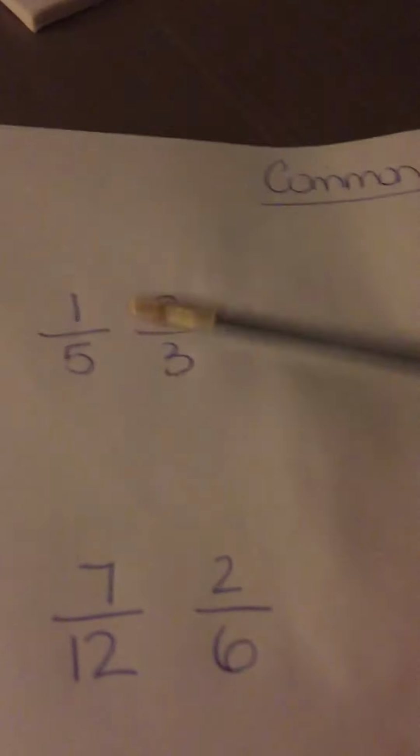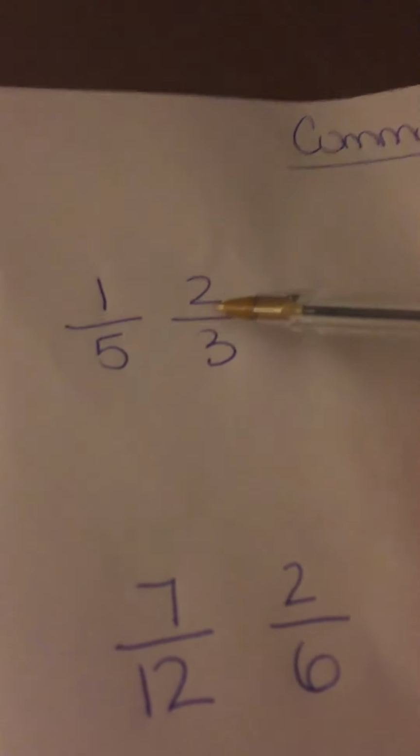This video will be discussing common denominators. It's important to be able to create common denominators for a pair or more of fractions so that you can add or subtract them. The first pair of fractions we're going to look at is 1/5 and 2/3.